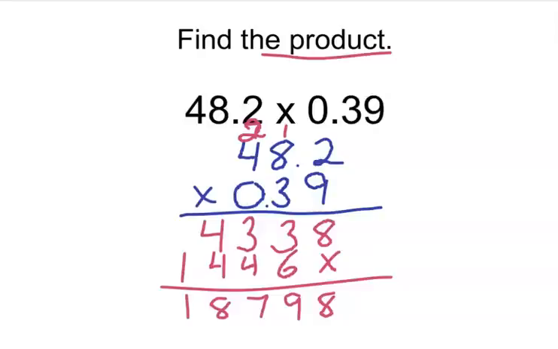Okay, so we have 1, 2, 3 places to the right of the decimal, so we'll just move this over 3 places. So it ends up being 18.798. 18.798 would be the product of these two numbers.